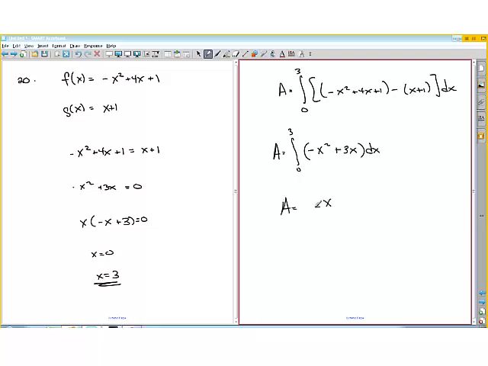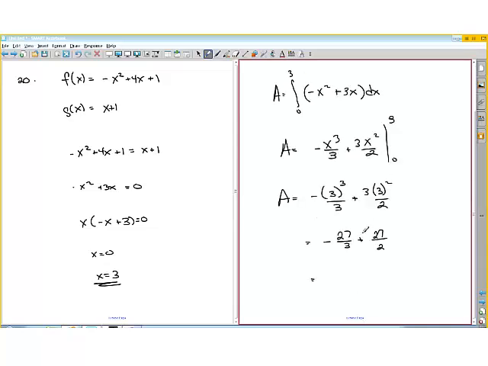So we get negative x cubed over 3 plus 3x squared over 2 from x equals 0 to x equals 3. Again, because they're polynomials, this lower limit is going to go to 0, so all we have to do is evaluate this at the upper limit. So we have negative the quantity 3 cubed over 3 plus 3 times 3 squared divided by 2. So this is going to be 27, so it's going to be negative 27 thirds plus 3 times 3 is 9 times 3 is 27, so 27 halves.